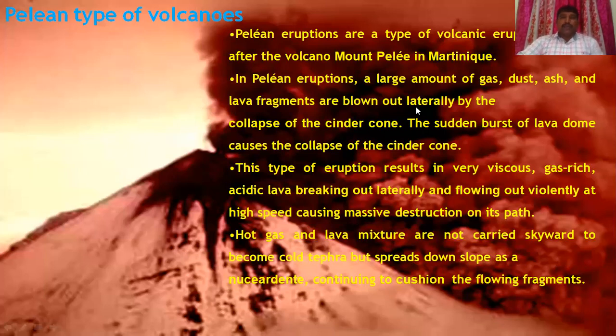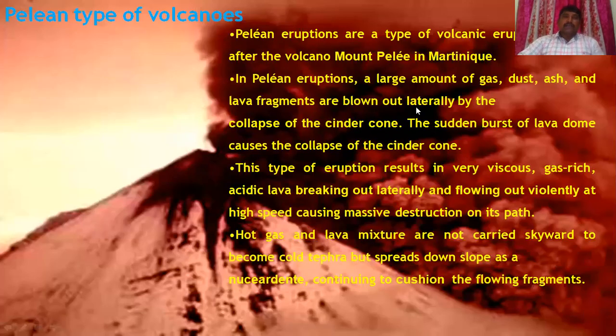The sudden burst of lava dome causes the collapse of the cinder core. This type of eruption results in very viscous, gas-rich, acidic lava breaking out laterally and flowing out violently at high speed, causing massive destruction on its path. Hot gas and lava mixture are not carried skyward to become cold tephra, but spreads down slopes as a nuisance, continuing to cause the following fragments.